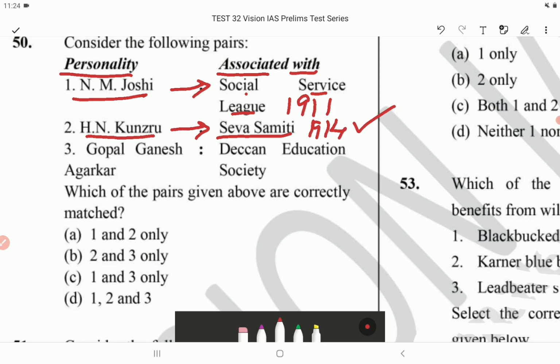Number 3, Gopal Ganesh Agarkar, and it's paired with Deccan Education Society, and it was founded in the year 1884. This pair is also correct. Which of the pairs given above are correctly matched? The correct answer is option D, that is 1, 2, and 3.